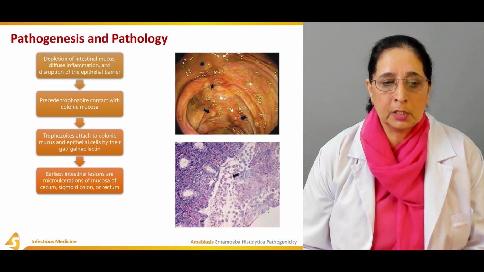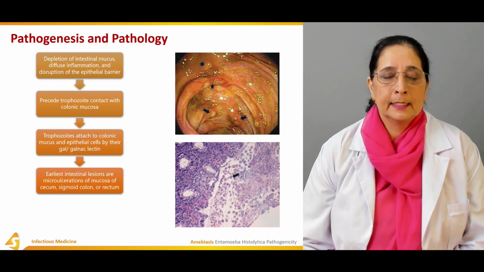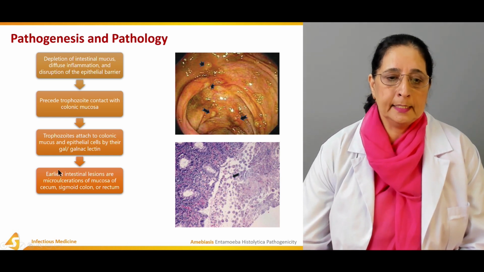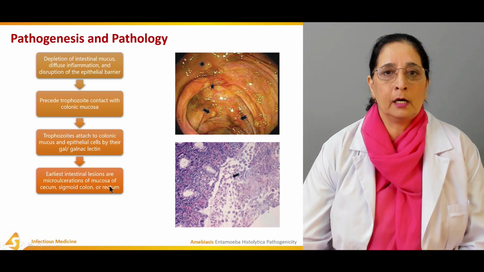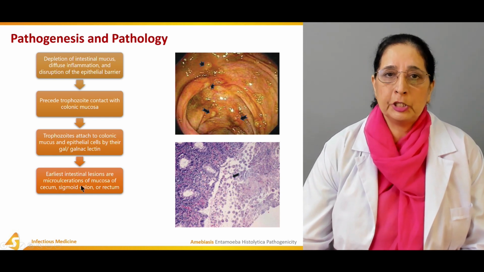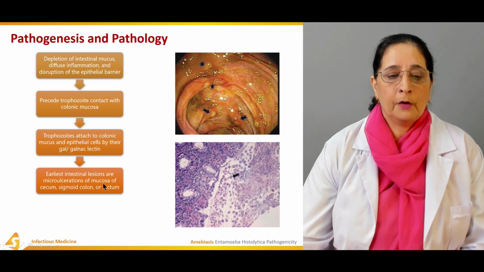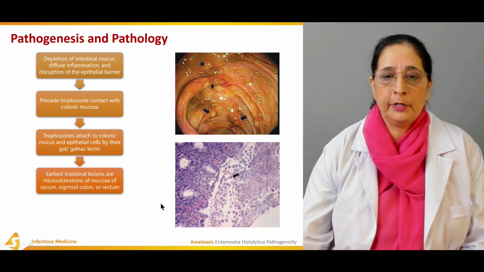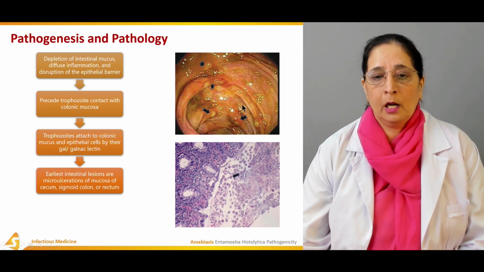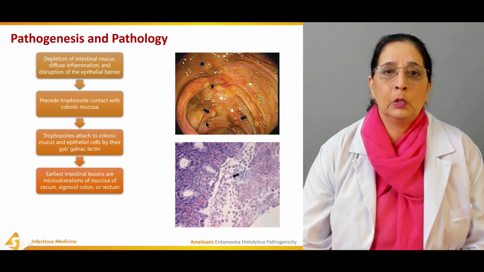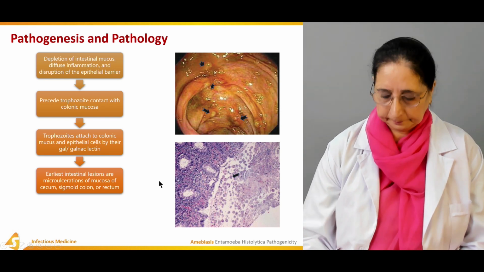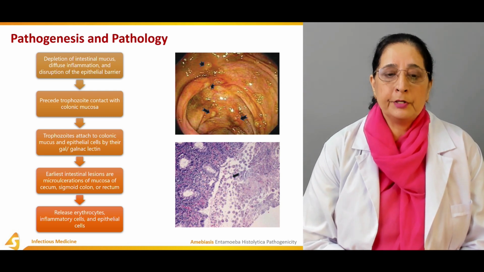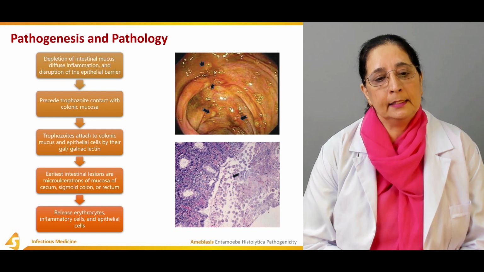The earliest intestinal lesions are micro-ulcerations of the mucosa of the cecum, sigmoid colon, or rectum. So ulcers are produced on the cecum, sigmoid colon or rectum. They release erythrocytes, inflammatory cells, and epithelial cells.